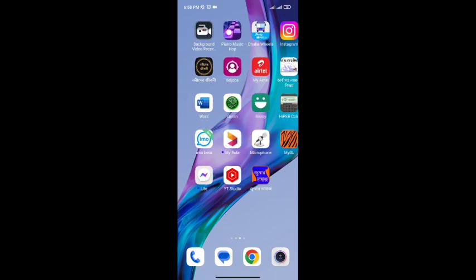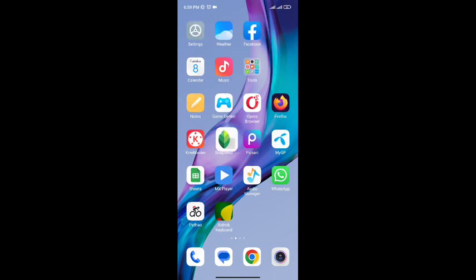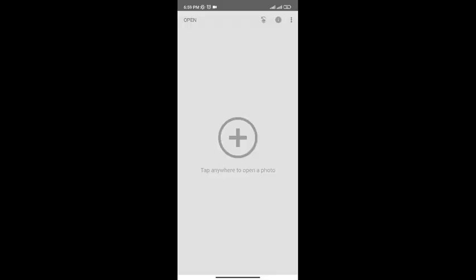Today I'm talking about Snapseed photo editing. First of all, go to Snapseed.